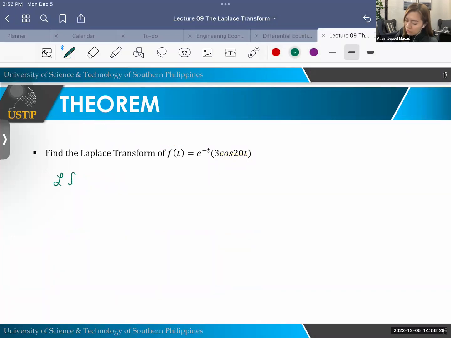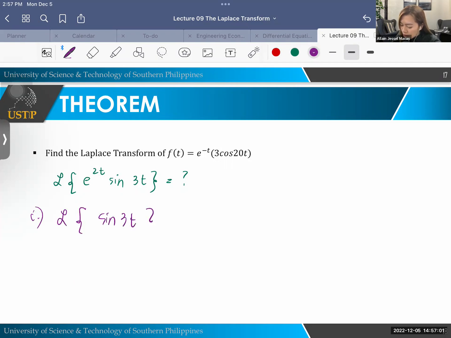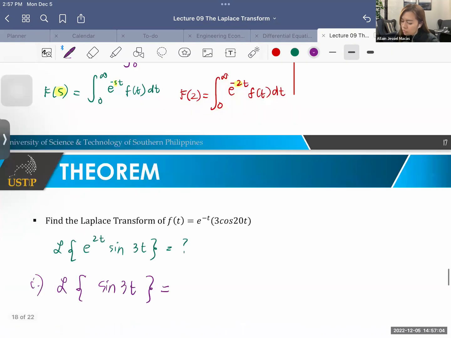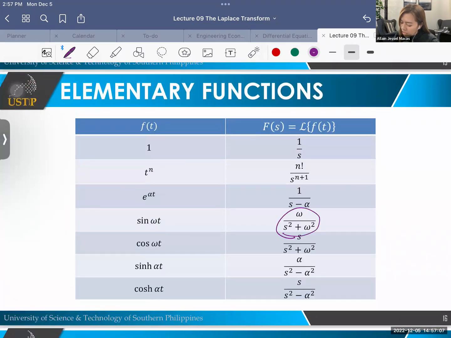Get the Laplace transform of, sige, e to the 2t of sine 3t, for example. Sige, unsa man po na siya? Unsay una buhaton? Yes. Get the Laplace transform of sine 3t. Okay? The Laplace transform of sine 3t, which is, unsa man? We have the Laplace transform of sine omega t is omega over s squared plus omega squared.